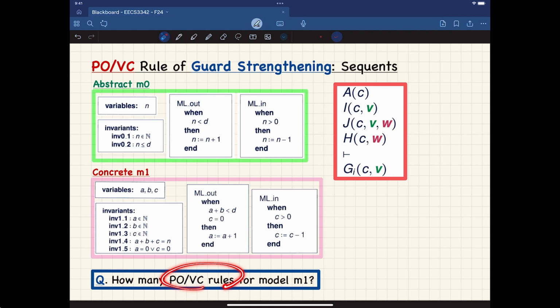So now the first question to ask, based on this proof obligation rule: how many sequents should we really generate? It depends on how many concrete guards we have. We got concrete guard number 1, we got concrete guard number 2. So we got 2 sequents to generate. Question number 1: it depends on the number of concrete guards or concrete events, right? So you can think about the I over here. It could be either for ML out or for ML in.